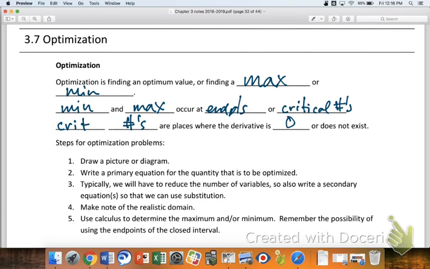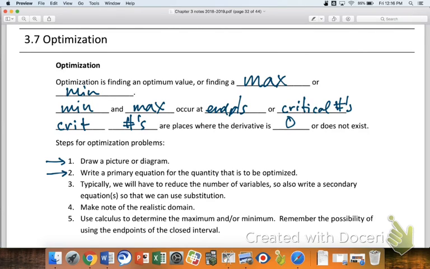So, number one, maybe you draw a picture or a diagram. And I literally mean that. Sometimes that's going to make absolutely no sense. Other times it'll make a lot of sense. Number two, this one we're going to always do. We need to figure out what is trying to be optimized. And maybe we write an equation for it, or maybe we have something else to describe what's going on. But we're going to have some kind of an equation to help us, right?